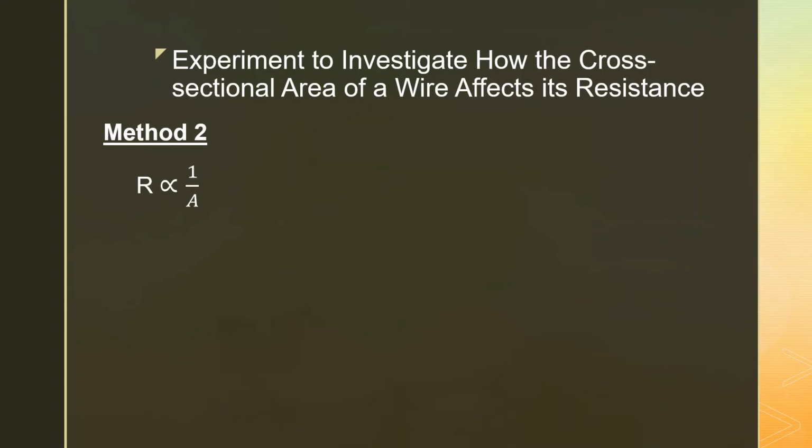And if we want to get rid of that proportionality sign and change it into an equal sign, we need to introduce this constant of proportionality, K. Now, what I can do is multiply both sides of this equation by A, and we're going to get RA is equal to K. So what we're saying here is if I multiply the resistance by the cross-sectional area, I should always get the same value, this constant K.